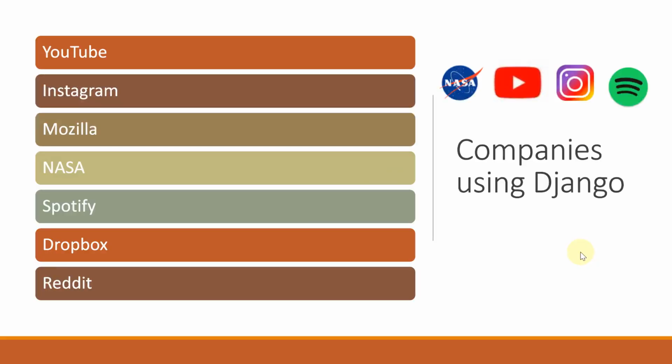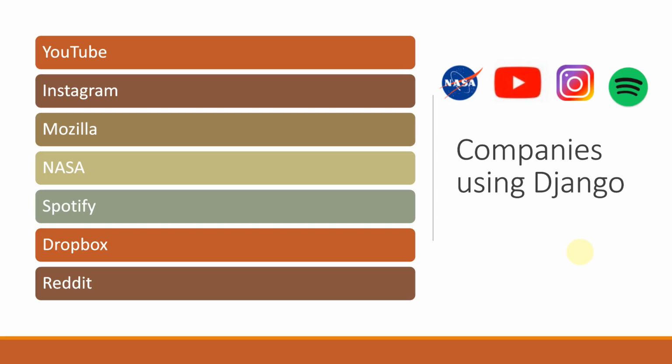Now next, let's look at some of the key companies that are using Django. So I guess YouTube doesn't require any brief introduction. YouTube was originally started in PHP, but due to rapid audience growth and the need to quickly incorporate new features, the YouTube team decided to join the Django community.